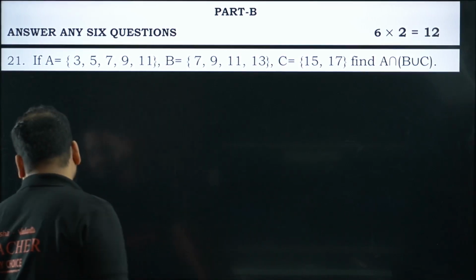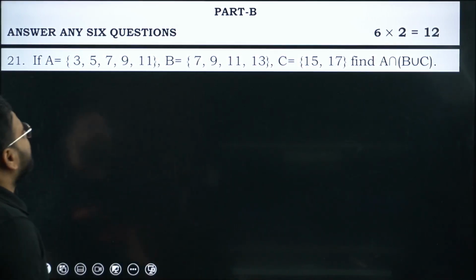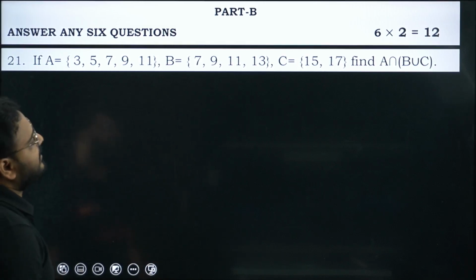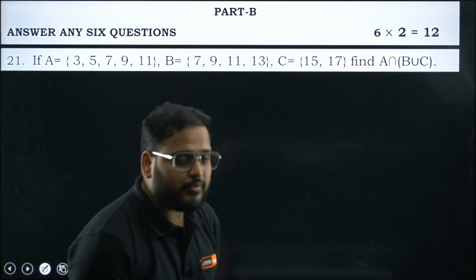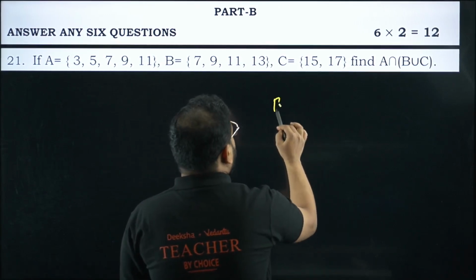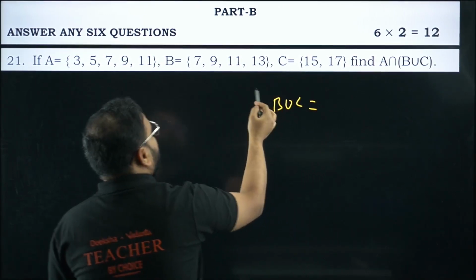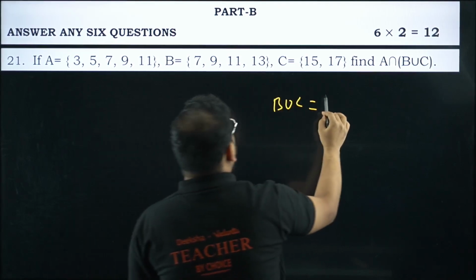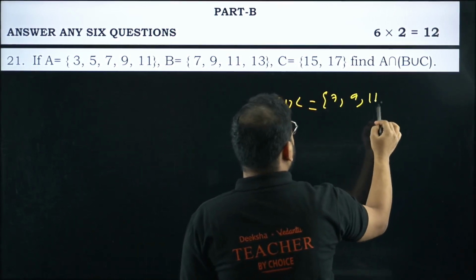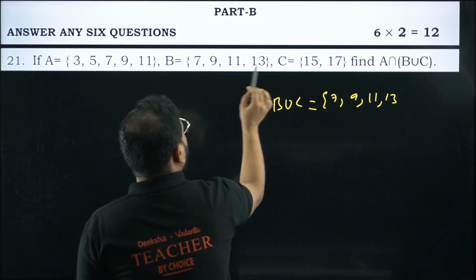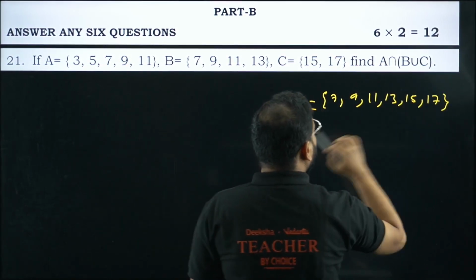If A equal to 3, 5, 7, 9, 11, B is 7, 9, 11, 13, C is 15, 17, find A intersection B union C. So first thing, find B union C. How much is that? B with C. 7, 9, 11, 13, and here different elements are there, 15, 17. This is B union C.